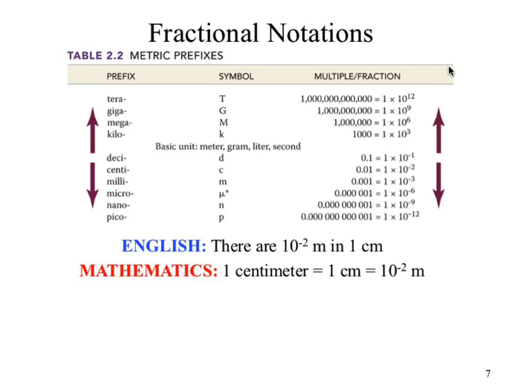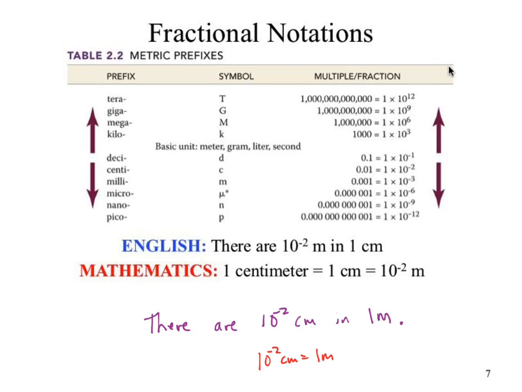Okay. Fractional notations. English. There are 10 to the minus 2 meters in 1 centimeter. True. Is this statement equally valid? There are 10 to the minus 2 centimeters in 1 meter. Let's solve it out. This is saying 10 to the minus 2 centimeters equals 1 meter.